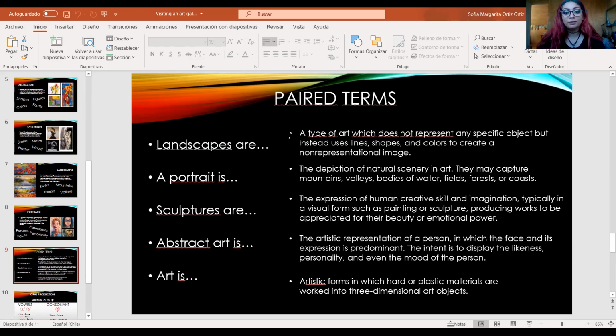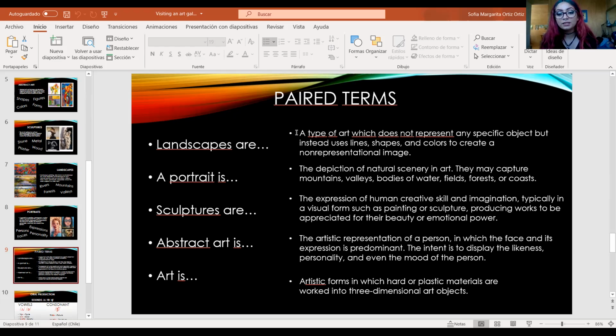So let's see if we remember the categories of art. You help me and tell me, what is a type of art which does not represent any specific object, but instead uses lines, shapes, and colors to create a non-representational image? It is abstract art, right? Non-representative, and uses lines, shapes, and colors.